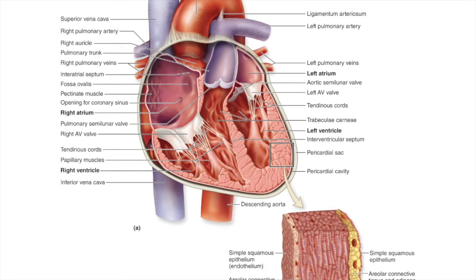And another structure I'll point out while we're here is the trabeculae carneae. That translates to beam flesh. These are the muscular ridges, or beams, that we see within the ventricles, and they're going to aid in allowing for a more powerful contraction of those ventricles.